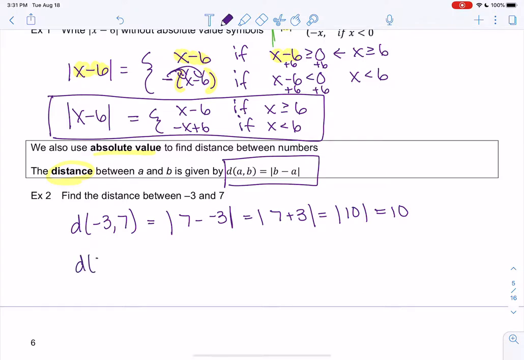Did order matter? Let's see. What if I did it the other direction? So we'll get negative 3 minus 7 for the opposite order. We'll get negative 10 in that absolute value, and we still get 10. Right, and that's because if I go 10 to the left or 10 to the right, I'm still traveling 10. So we're getting the same number either way. So the distance is 10.